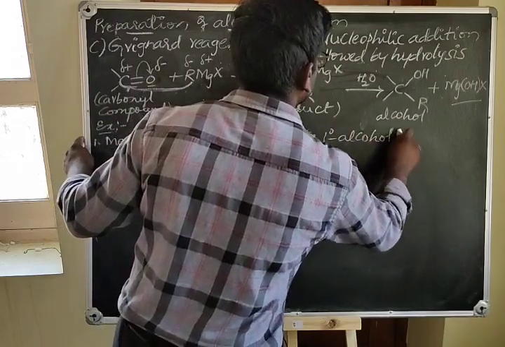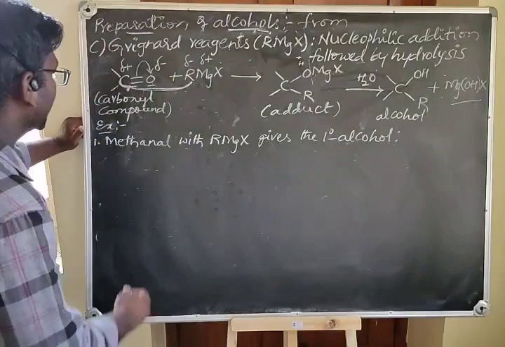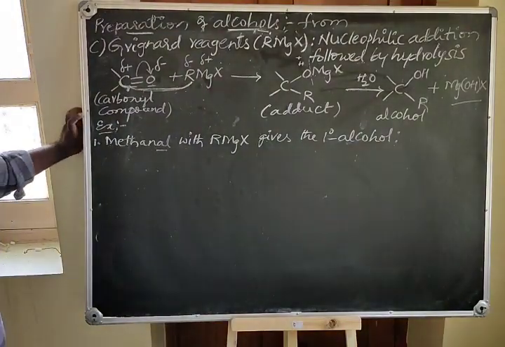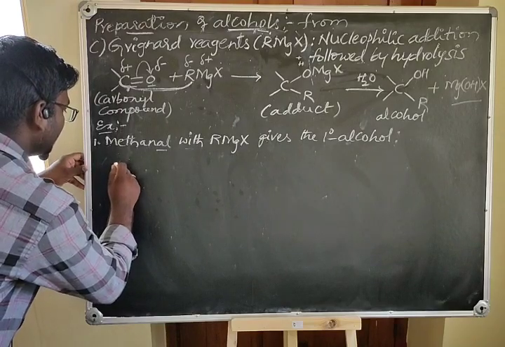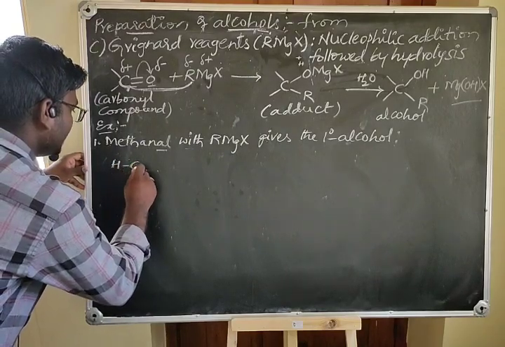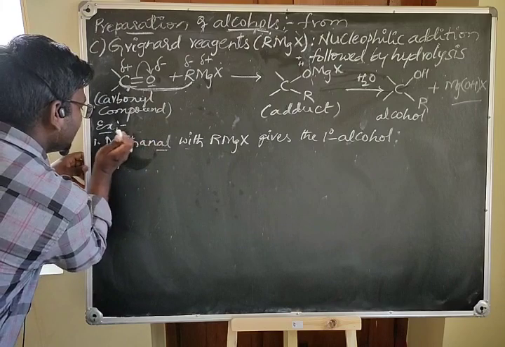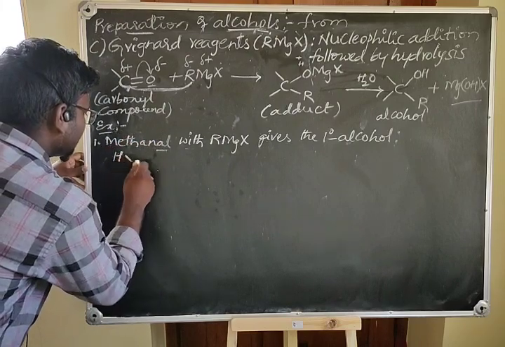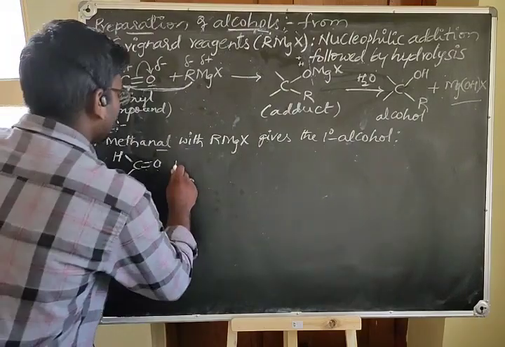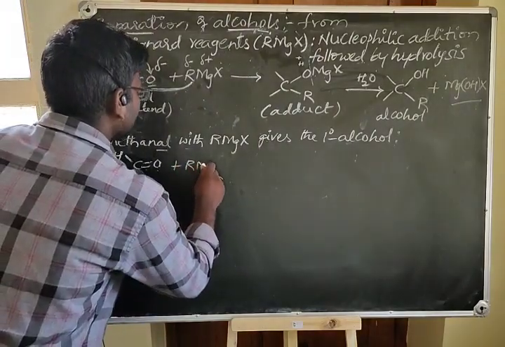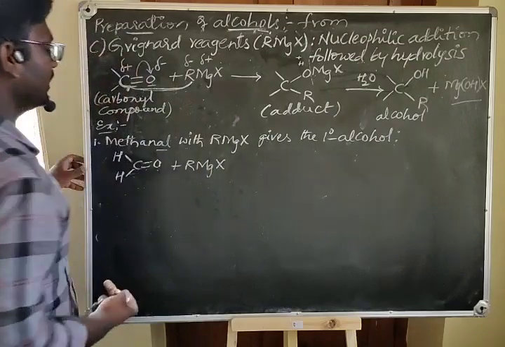Okay, let's see what happens. I am taking methanal, HCHO, an aldehyde. You may take this as H–C double bond O and RMgX. Here R may be any alkyl group.